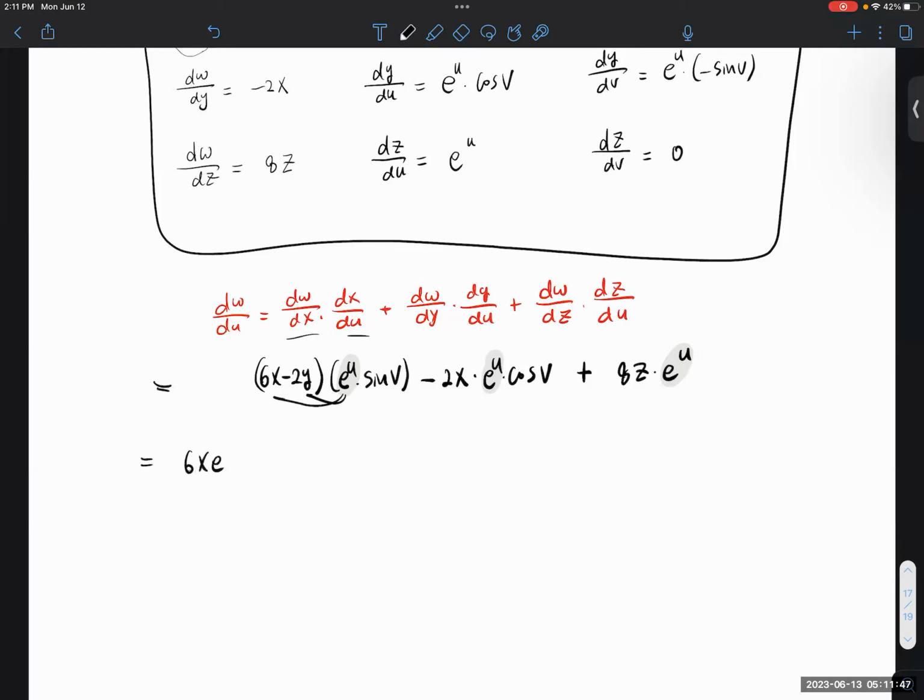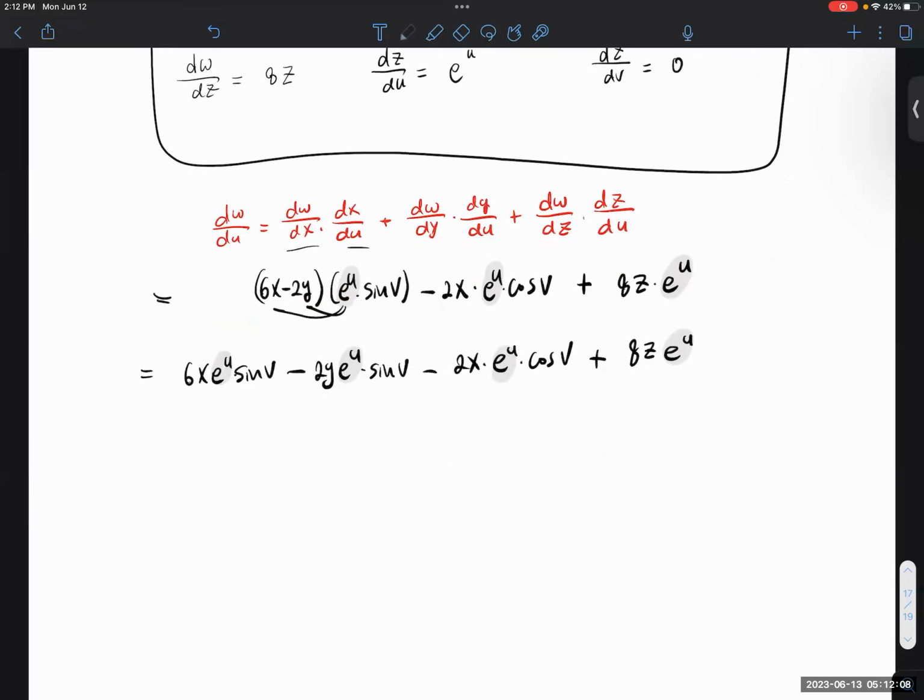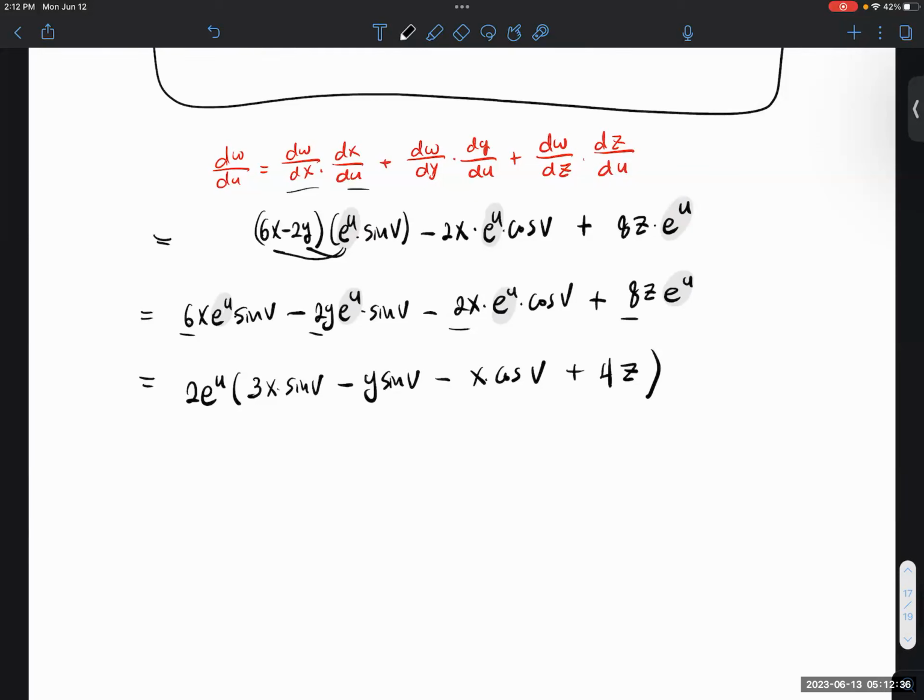So 6x e to the u sine v, minus 2y e to the u sine v, minus 2x e to the u cosine v, plus 8z e to the u. Again, now you have e to the u everywhere. And then again, 2 is another common factor. So what I'm going to do, 2 e to the u factor out. So the remaining is 3x sine v, minus y sine v remaining, minus x cosine v, plus 4z. So this is going to be, right?